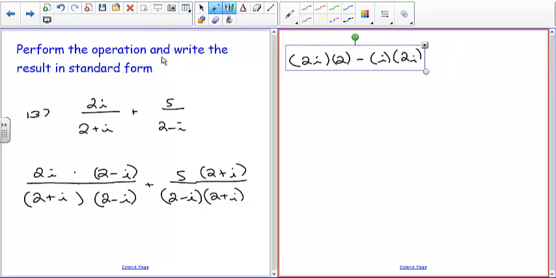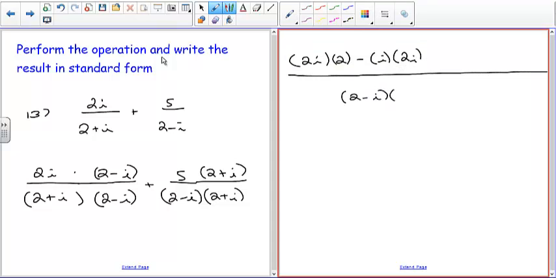Now I'm going to put this in one denominator because you can see I have the same denominator, and it doesn't matter which one I put first. Okay, now the second group, you're going to have 5 times 2, which is 10, and 5 times i, which is 5i. So we get 5i of the second one. So these are the two numerators combined, common denominator.